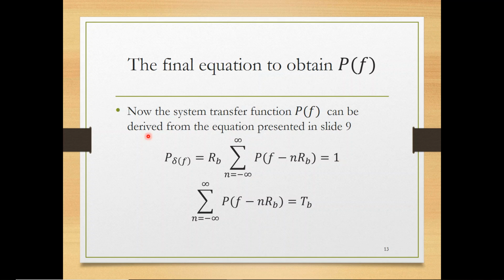And P delta of F is equal to RB summation PF minus NRB, which is equal to 0. Therefore, summation of PF minus NRB equal to TB, or 1 over RB.